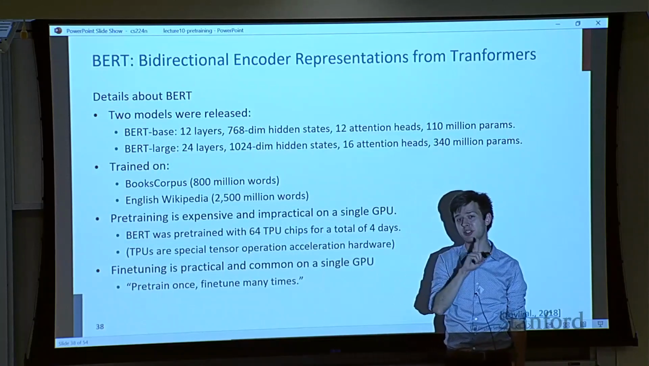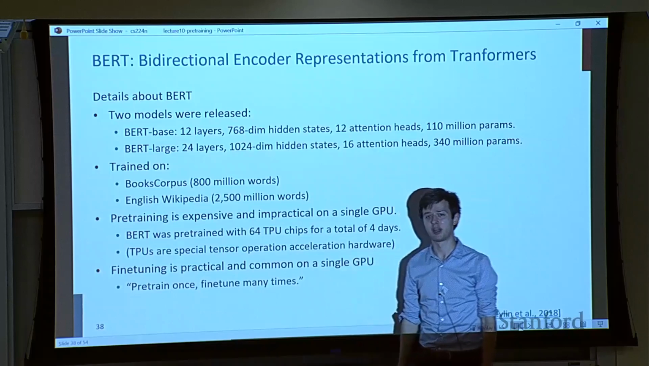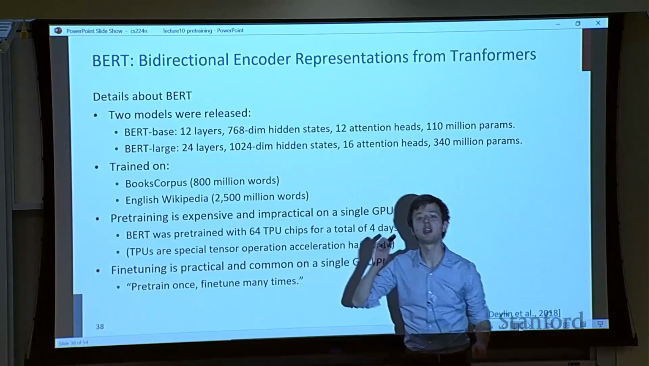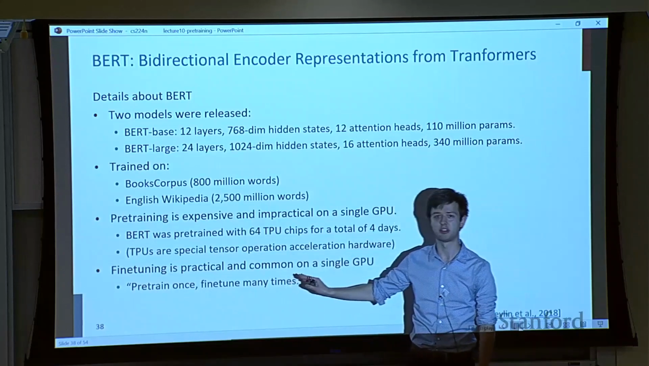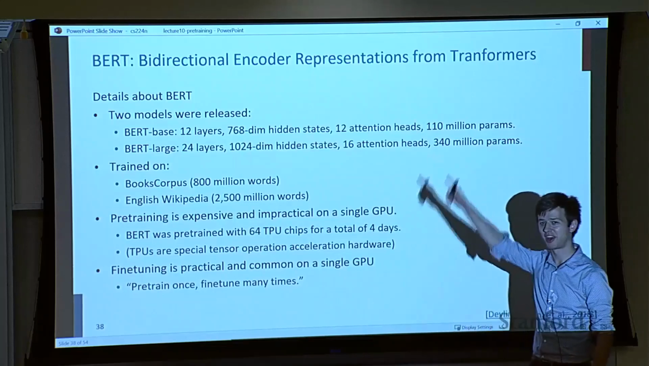So if you have one GPU, which you can think of as less than a single TPU, you're going to be waiting a long time to pre-train. But fine-tuning is so fast. It's so fast and practical. It's common on a single GPU. You'll see how much faster fine-tuning is than pre-training in assignment 5.